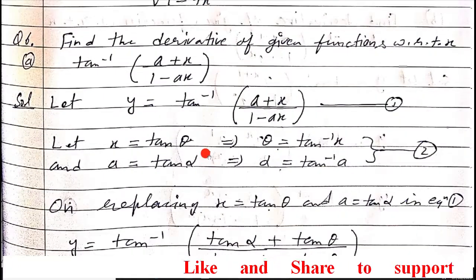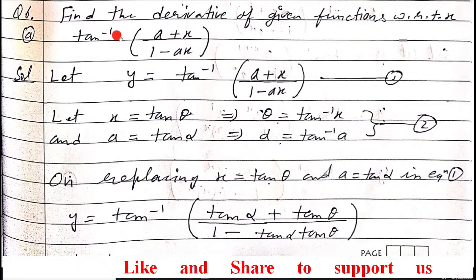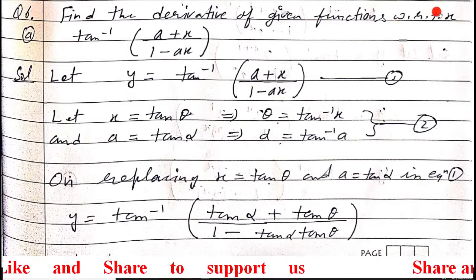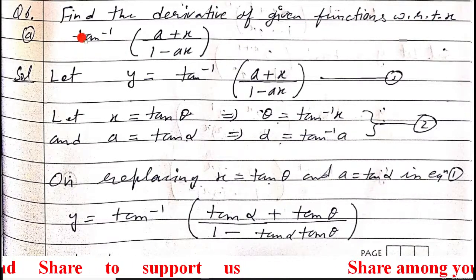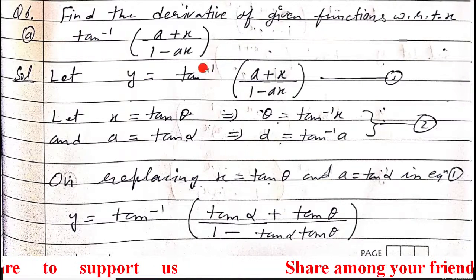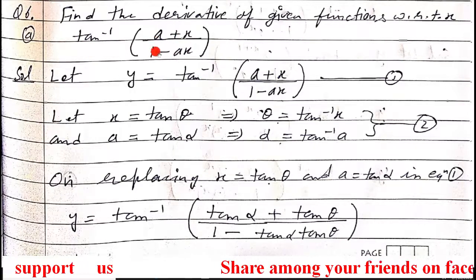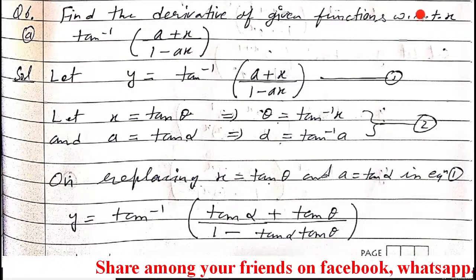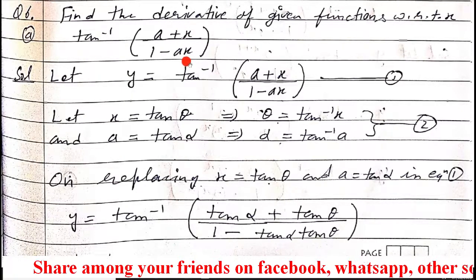Now we will move to question number 6. Question number 6 is: find the derivative of the given function with respect to x. So this question is very different. By observing them, we can see here we have two variables a and x, and we have to differentiate it with respect to x.